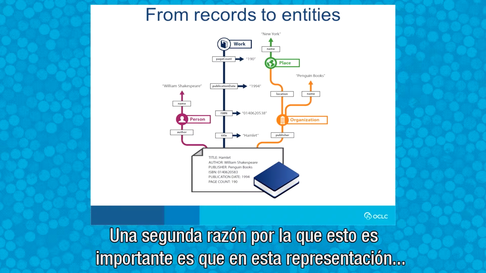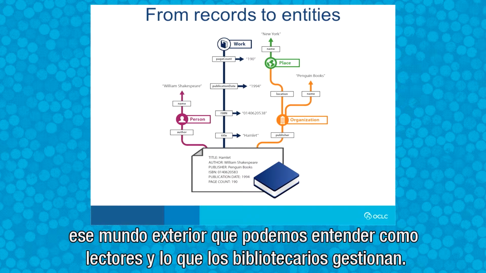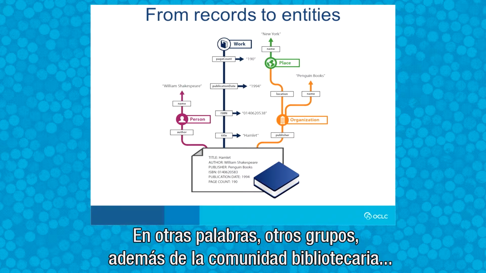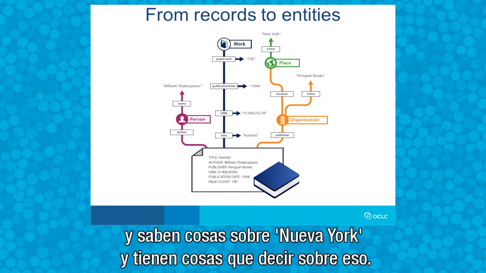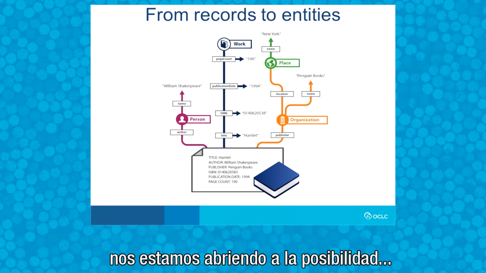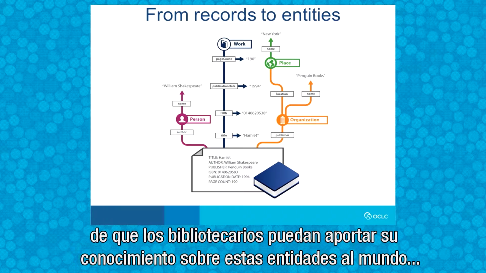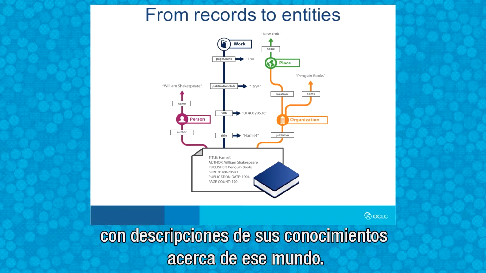A second reason that this is important is that in this representation, we're connecting our human readable description to the world. And it's the world outside what we can understand as readers and what librarians manage. And so, in other words, other groups besides the library community have things to say about William Shakespeare, and they know about New York and have things to say about that. So if we record this information in a common semantic web standard, we're setting ourselves up for the possibility that librarians can contribute their knowledge about these entities to the world, and other communities can enhance that with descriptions of their knowledge about that world.